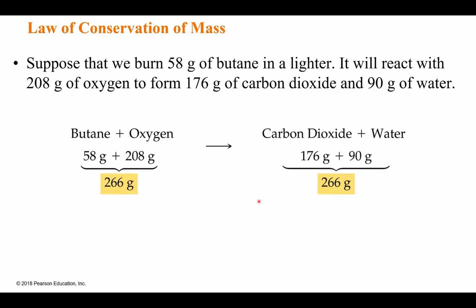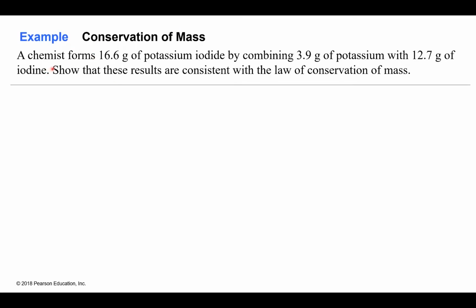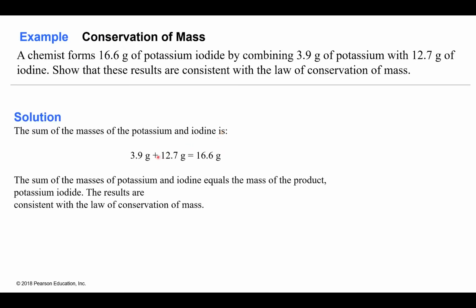Let's take a look at another example. A chemist forms 16.6 grams of potassium iodide by combining 3.9 grams of potassium with 12.7 grams of iodine. Show that these results are consistent with the law of conservation of mass. All right, the solution would be, let's add them up. 3.9 plus 12.7 is 16.6. So our reactants equal the amount of product we get. This is consistent with the law of conservation of mass.